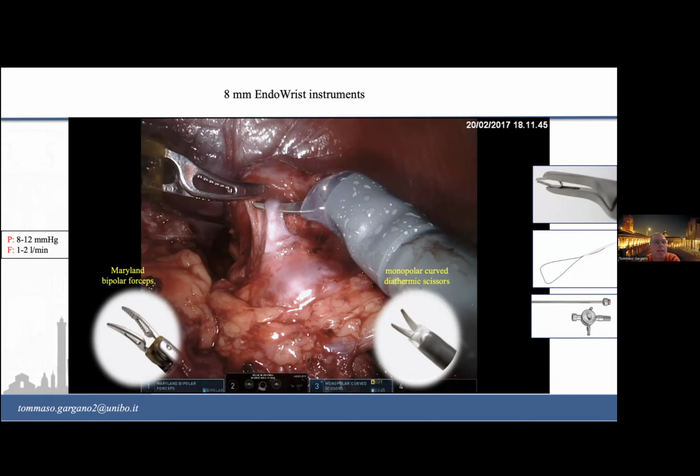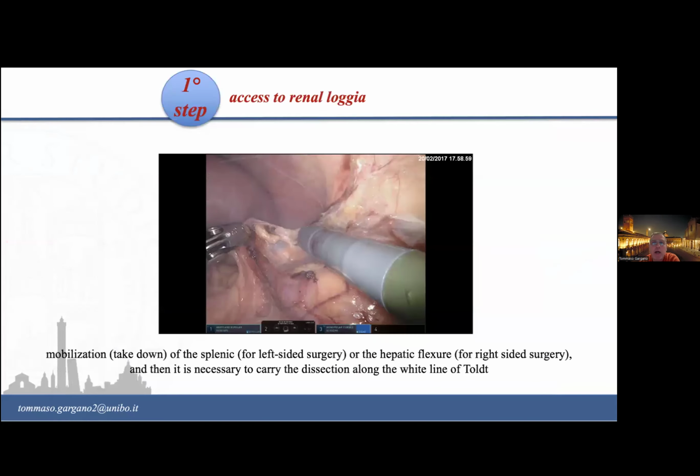Regarding the pressure and the flow of the pneumoperitoneum, it varies according to the size of the patient, but generally the range is 8-12 mm of mercury regarding the pressure, and 1-2 liters per minute regarding the flow. Now I describe step by step the surgical technical details.